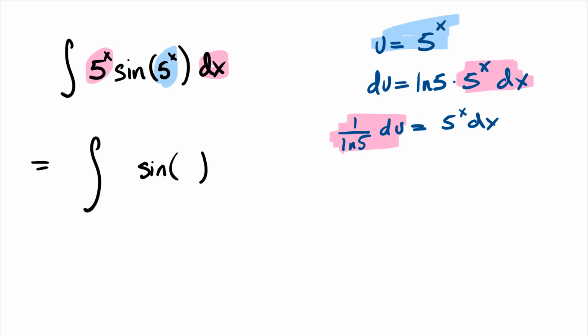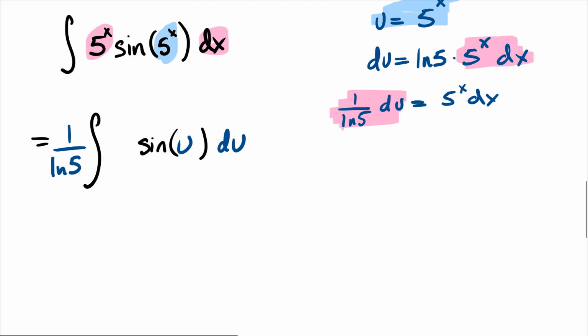So u is equal to 5 to the power of x. We put in our u. And then we need to take out that 5 to the power of x dx, which is 1 over the natural log of 5 du. Now, 1 over the natural log of 5 is just a number. I want to put that out front. We're just going to leave it there.